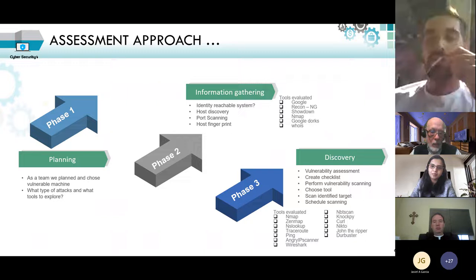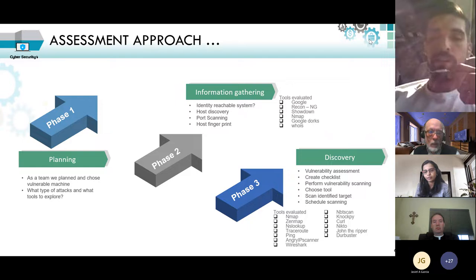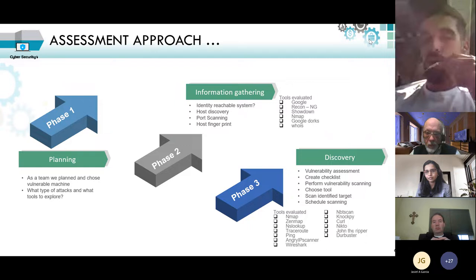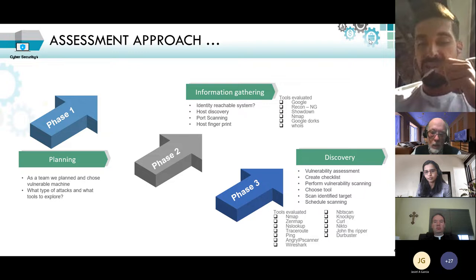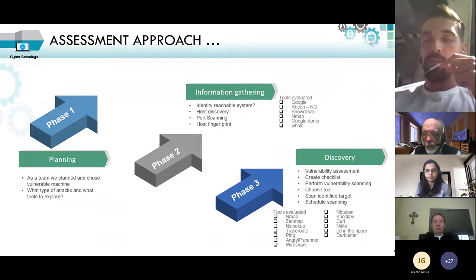Phase 3 for us will be discovery. For that, what we're going to do is discover the data that we're getting from the scanning. What we are doing and achieving from it is enumeration and vulnerability assessment. We are also creating a checklist. We are choosing a tool from the list to perform the vulnerability scanning, as the tools you can see listed down here. I can say the top would be Nmap, Zenmap, NSLookup, Ping, Wireshark, Nikto, John the Ripper, etc. And then after that, we need to schedule the scanning of the identified target.